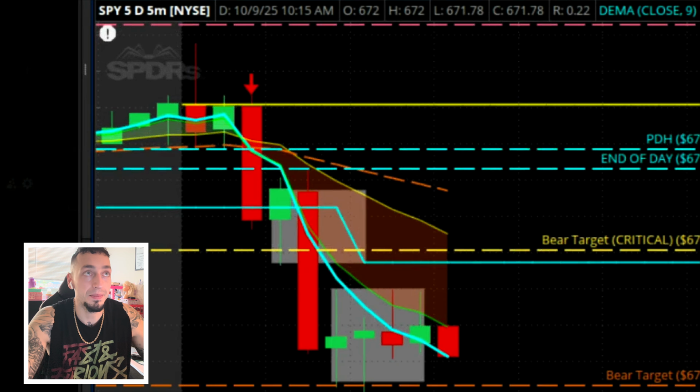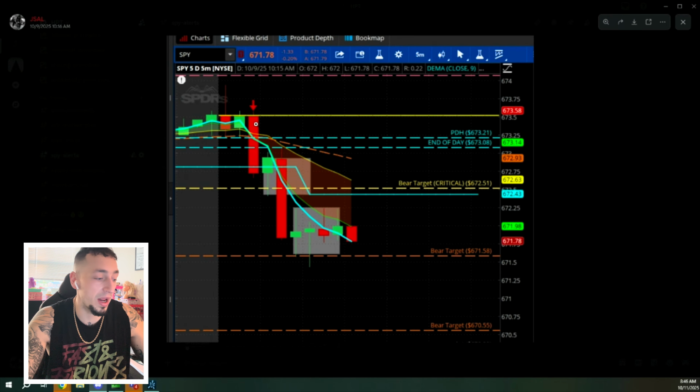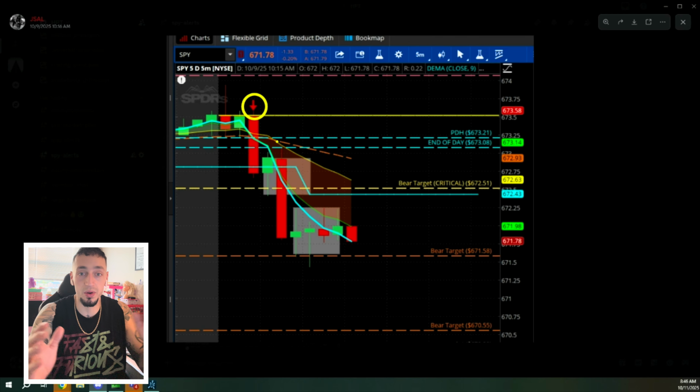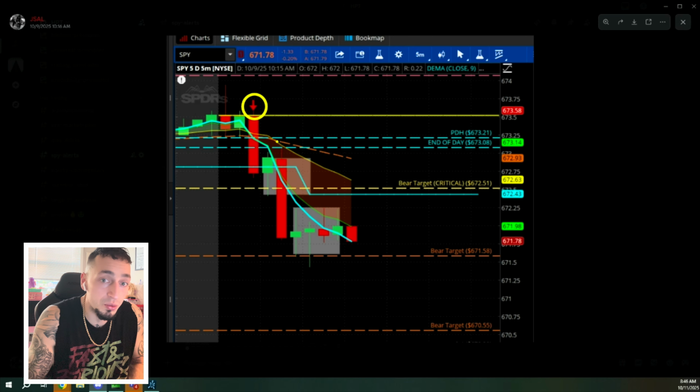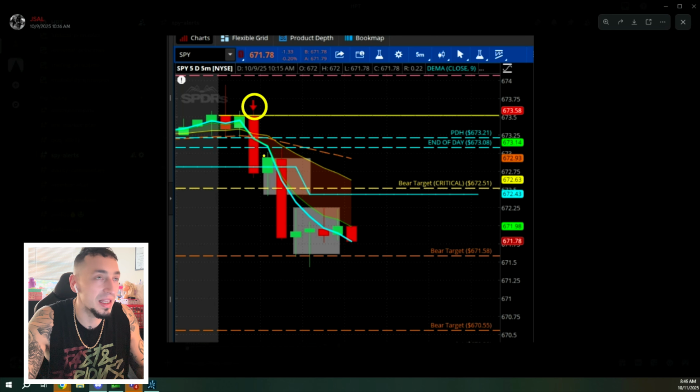We got A, open print. We got a critical level right here. Now B, we have a moving average cross. Okay, so once again, we've spotted the level. Now we understand who's controlling it. Sellers are in control. Now we get some of these pretty candles.